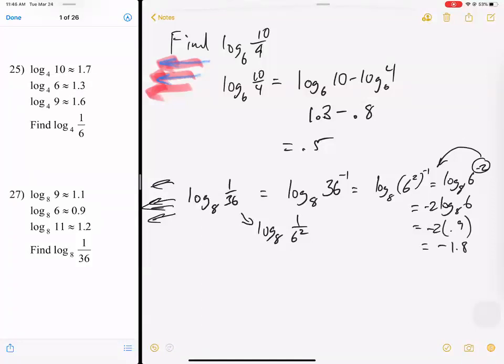Let's see if it works the other way. If we rewrite this, it would be log base 8 of 6 to the negative 2 power. We love exponents. Thanks for understanding, Liam. Negative 2 goes in the front. Negative 2 log base 8 of 6. And we know what this is. This is negative 2 times 0.9. That's what we got here, right? And we're back to the same answer.